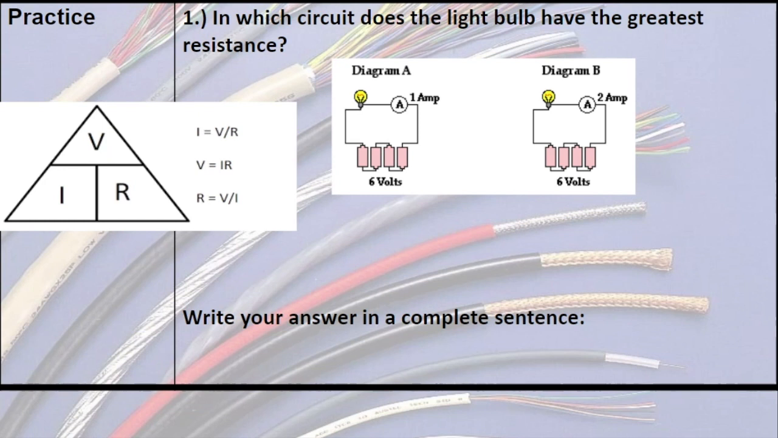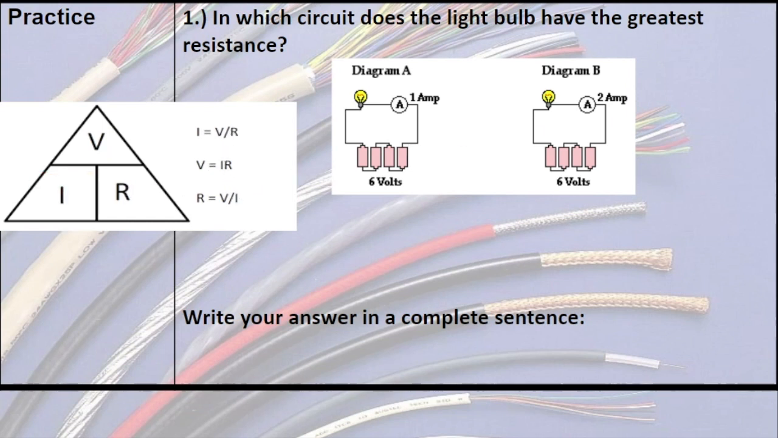So how are we going to figure out which light bulb has the greatest resistance? If we think about Ohm's Law, we know that Ohm's Law is V equals IR. This triangle over here is something you guys may have seen in math that just shows you how to manipulate one side or the other to solve for your missing variable. For instance, if I'm solving for V, I cover up V, and I see that I is next to R, so V is equal to I times R. If I'm solving for R, I cover up R, and I see that R is equal to V over I. Same thing for I: cover up I, and I is equal to V over R. I put those over here as well to help you guys out.